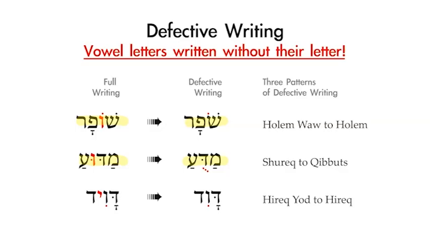Finally, in our third example, we have David, and the hirik yod vowel letter is written in the adjoining example as David with hirik rather than hirik yod. The pronunciation is the same, the meaning is the same. You simply need to understand that the hirik yod vowel letter may be written defectively as hirik. There's no change in pronunciation and there's no change in meaning. These are the three patterns of defective writing for the vowel letters. Defective writing occurs frequently in the Hebrew Bible, and so you'll quickly become comfortable with seeing it.